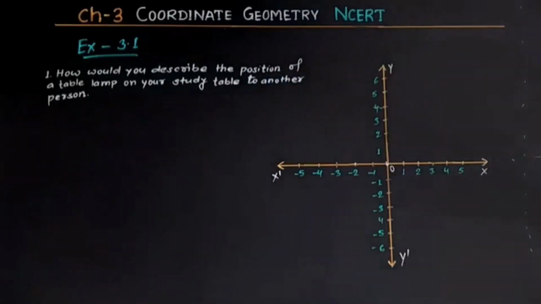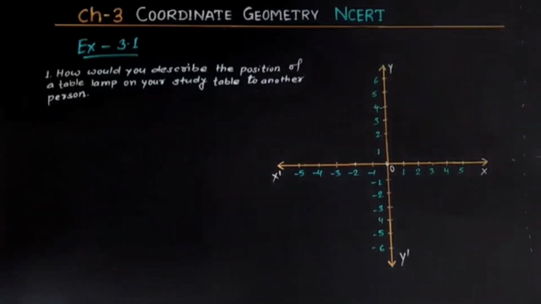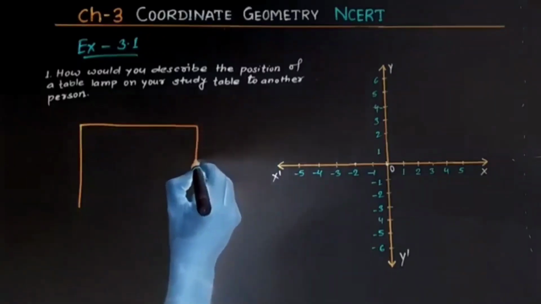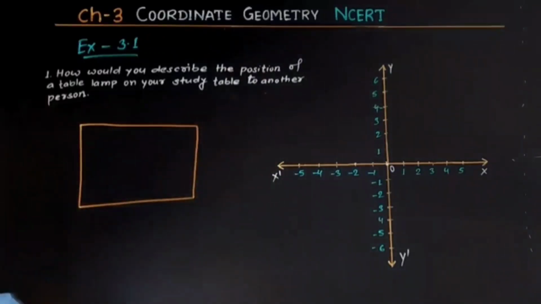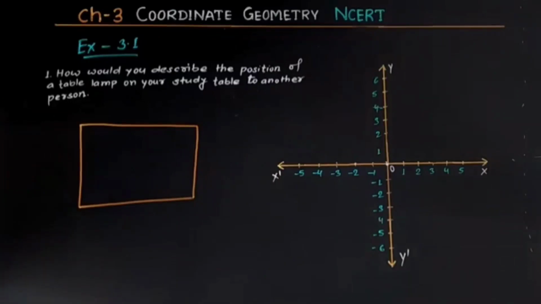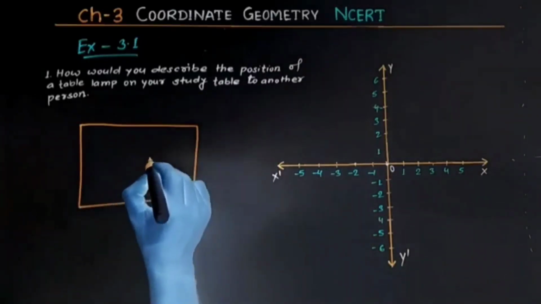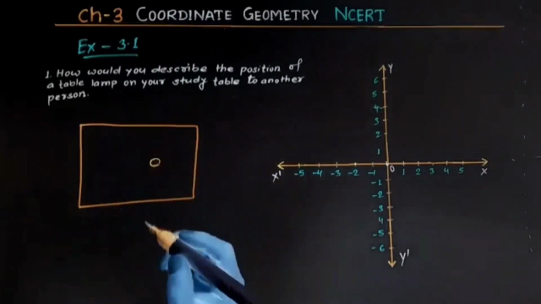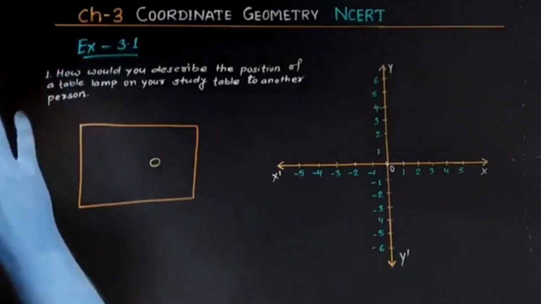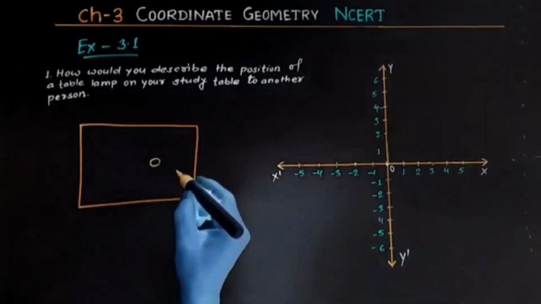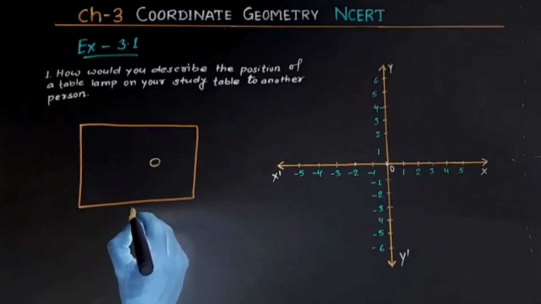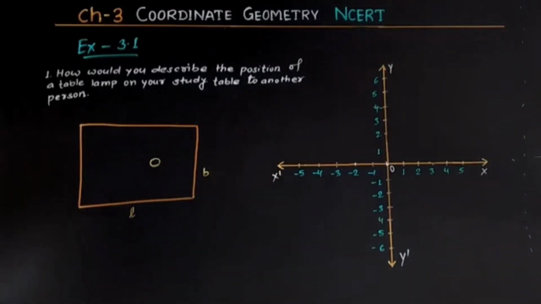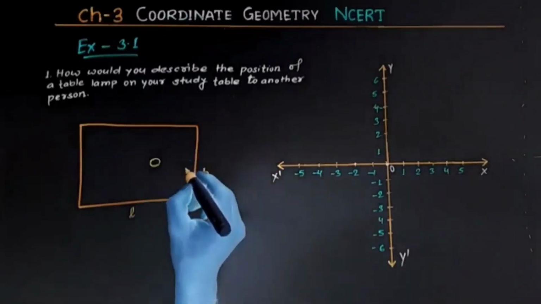How could you describe the position of a table lamp on your study table to another person? Let me draw a table, the top of a table. Let me place a table lamp on the table. Now you know how to find out the position of an object. So draw a perpendicular line from the table lamp to x-axis as well as y-axis.